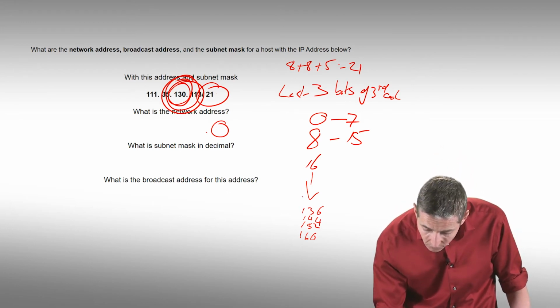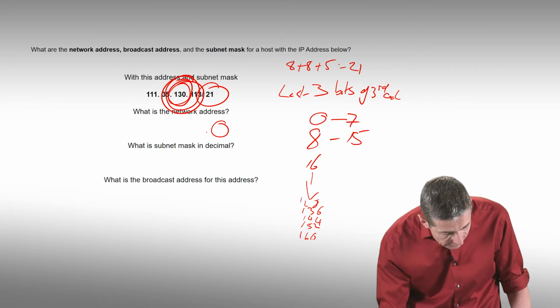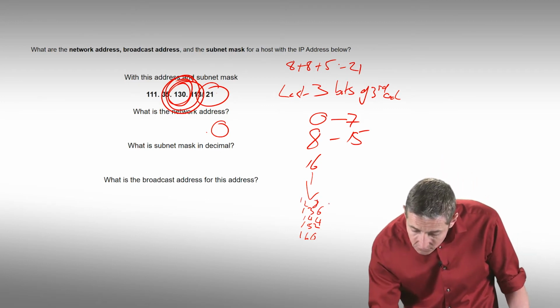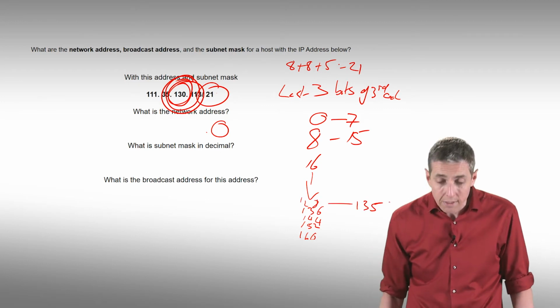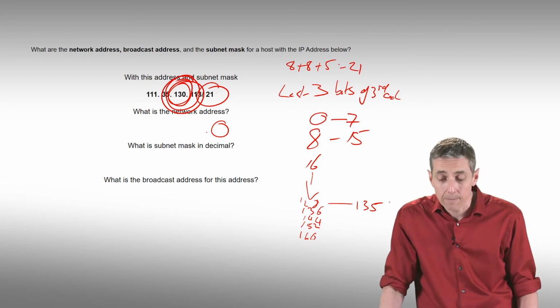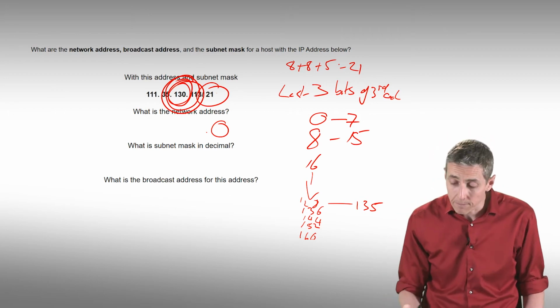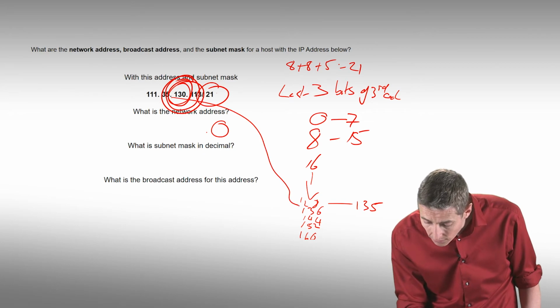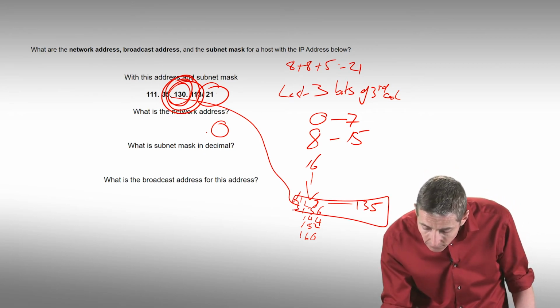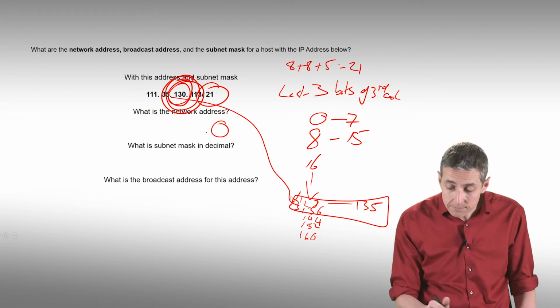Can I go back again? Well, this time I'm going to go 128 in there. So 128 is going to go to 135. Oh yes, I should have gone an extra one like I did. So now, where's 130? Bingo. Right in there, this little one here. Network address.